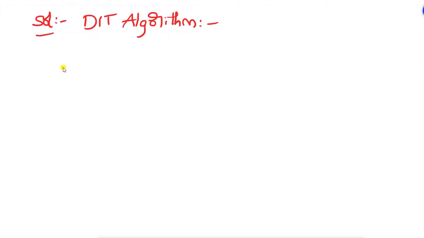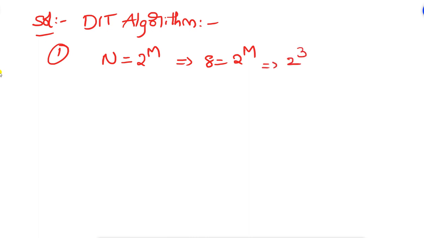What is step one? The number of samples. The number of samples is given by N equal to 2 to the power of m. Here the number of samples is 8, which can be expressed as 2 cube, which is equal to 2 power m, where m is equal to 3. So the total number of stages obtained is 3 only.